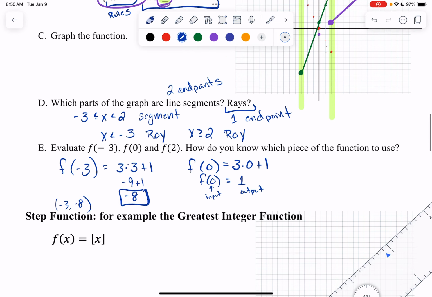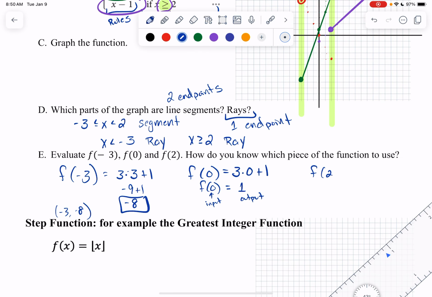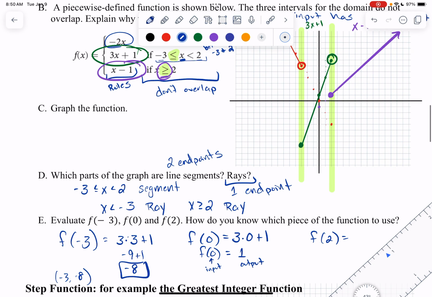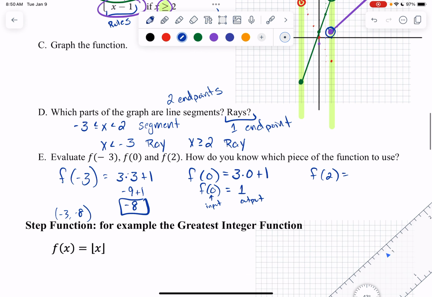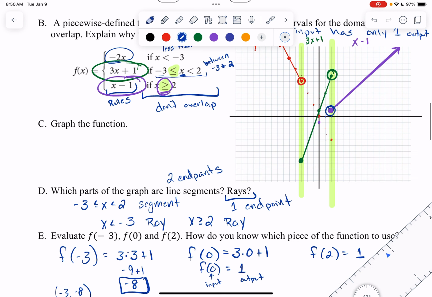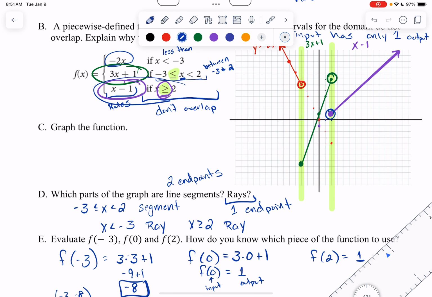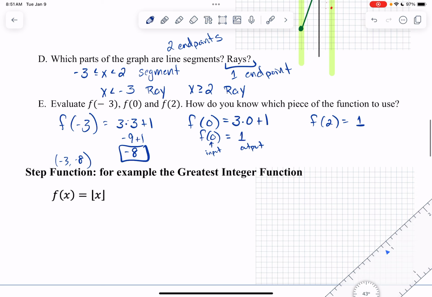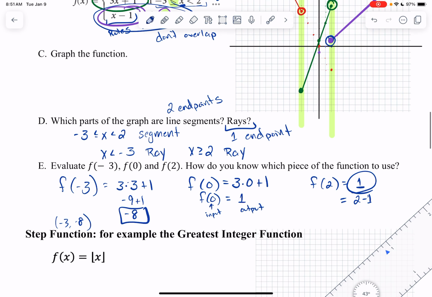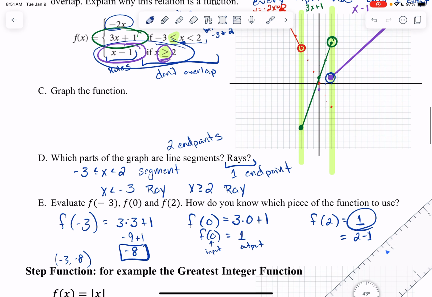So now that I have the graph, if I want to find f of 2, I could use the graph. f of 2, 1, 2 is a 1, using the graph. But that would also tell me I actually need to use this rule for f of 2. So I could use the rule, it's x minus 1, which again still gives me 1. So whether you use the rule or use the graph, once you have the graph, you can do it either way.